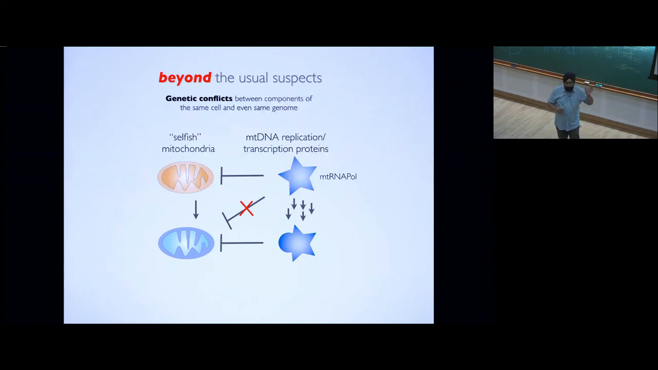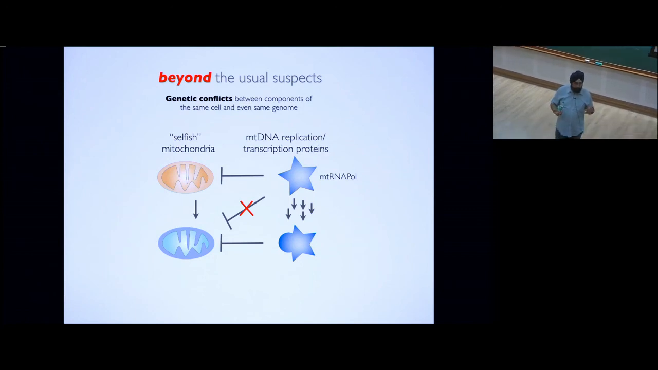So nuclear proteins that work in the mitochondria are absolutely essential. You cannot live without your mitochondria, whether you're male or female. And yet the mitochondrial genome has a say in it. So this is just an illustration, once again, of a genetic conflict in a place where you don't suspect it.